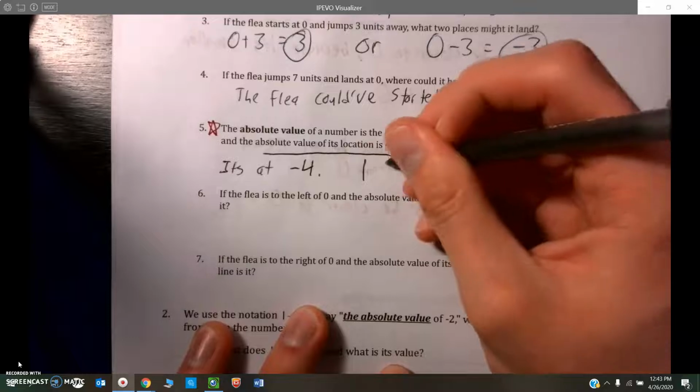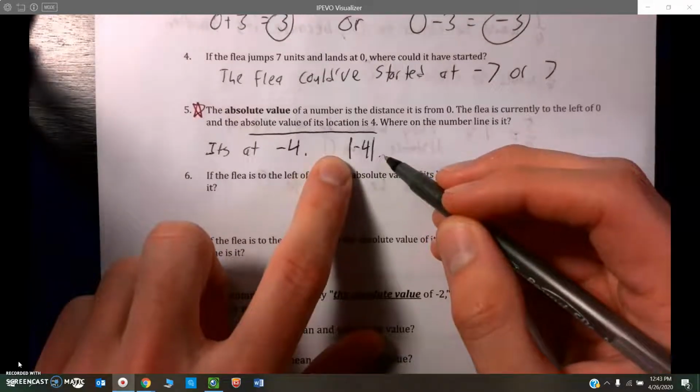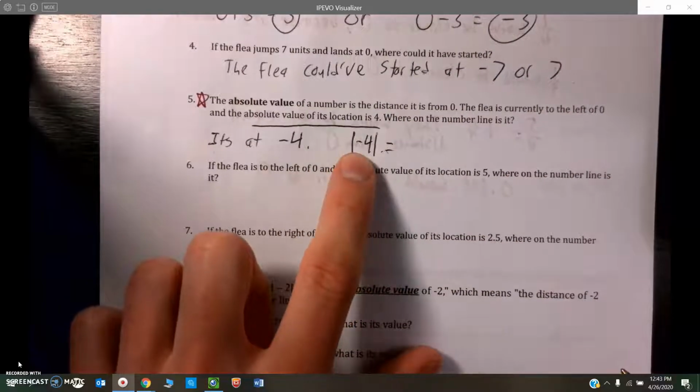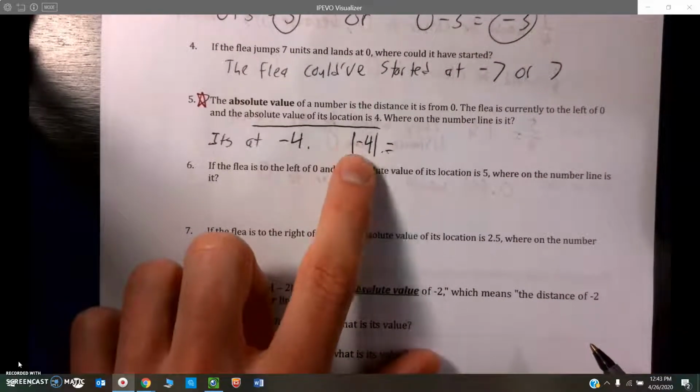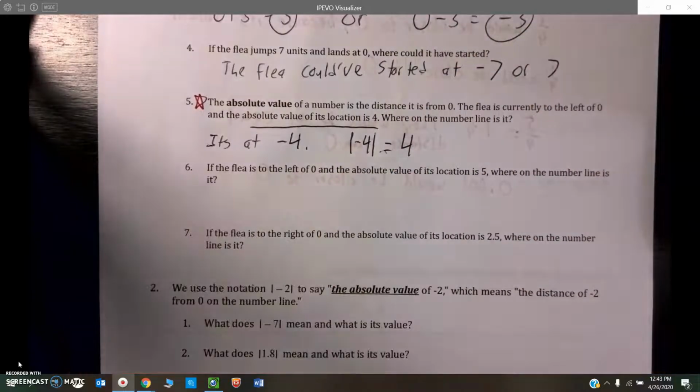And to show that as absolute value, as mentioned at the beginning of the lesson, this is your absolute value symbol, which is always saying how many units away is this number. So how many units away from 0 is -4? It is 4 units away.